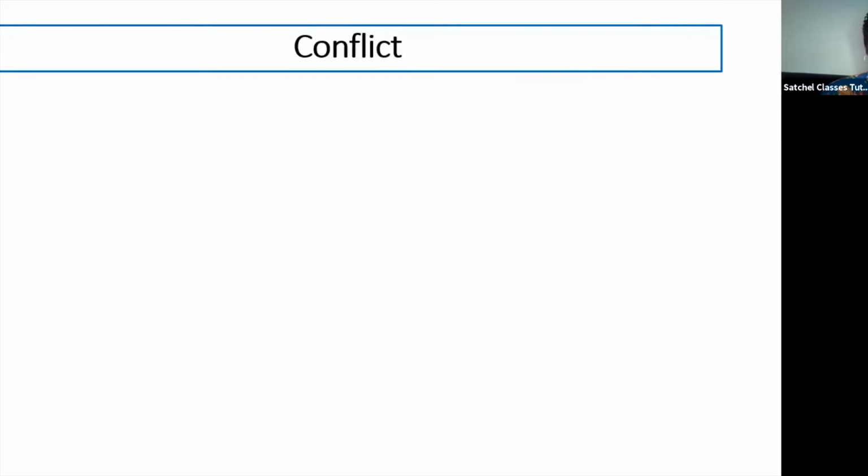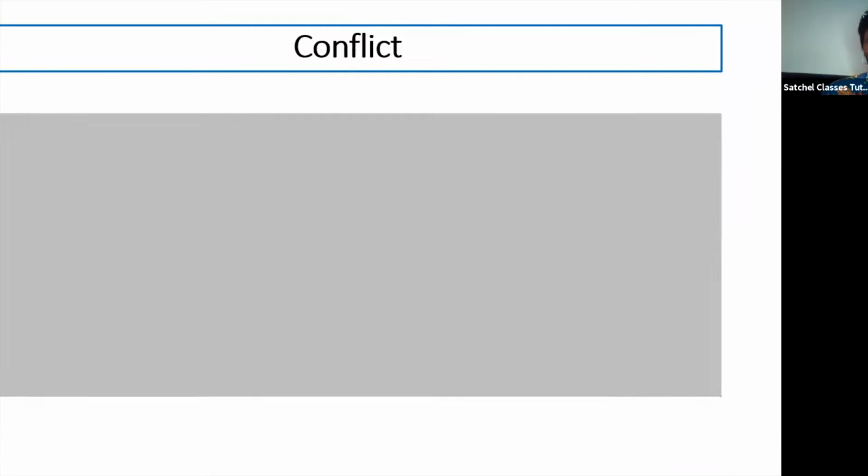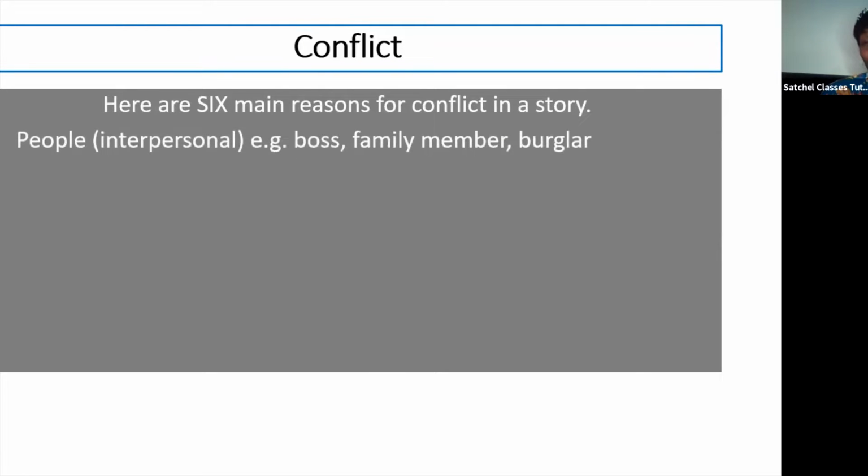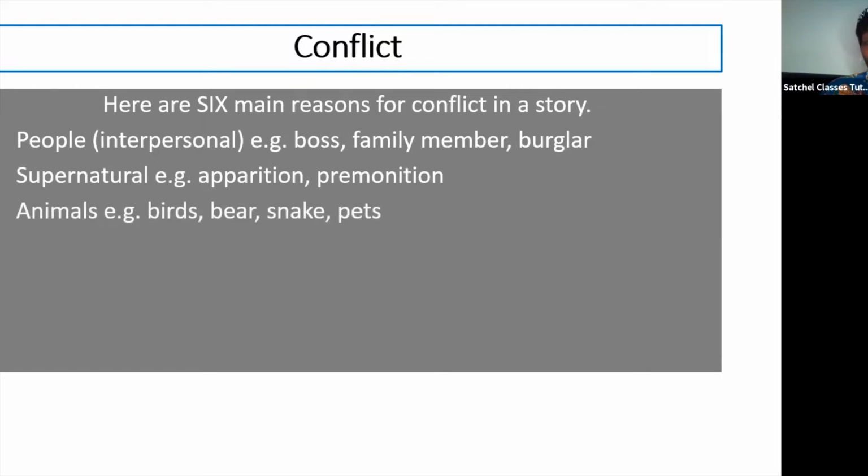Other aspects of making your plot line exciting is including conflict. Now, here are 6 main types of conflict that you could use in a story. You could have personal conflict, so a boss is making a demand, or a family member is being annoying, or there's someone burgling the house. You could have something supernatural, maybe an apparition or some premonition, a dream that gives a sense of what's going to happen. You could have some kind of animal conflict, that birds or a bear or snake or pets somehow are involved in the story, creating conflict and problems.